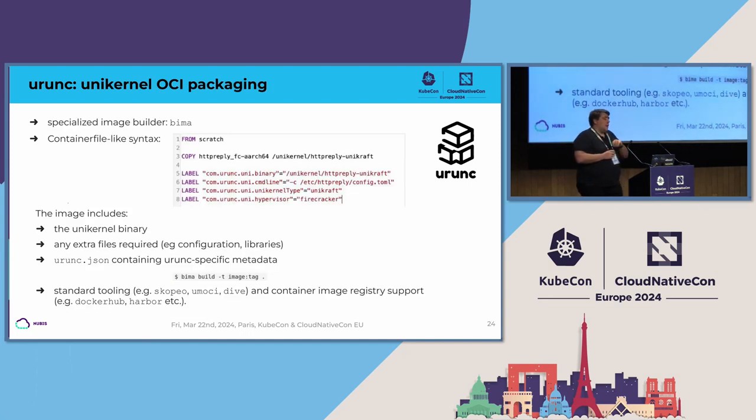To build the unikernel into an OCI image, we used a build tool, essentially. We call it Bima. We use a container file-like syntax. So essentially, it's like a Dockerfile. You can see the format in the figure. We copy the binary. We copy any other extra files needed, like a configuration or extra libraries, whatever. And we annotate this container image using labels to facilitate the execution from the container runtime. We build it the same way as Docker. And of course, because this is an OCI image, you can use any tools available for these images, like Skopeo, Dive, or you can push them to Harbor or Docker Hub.